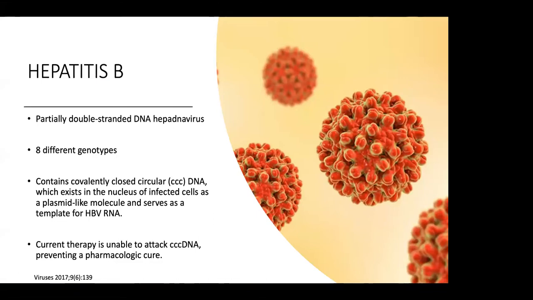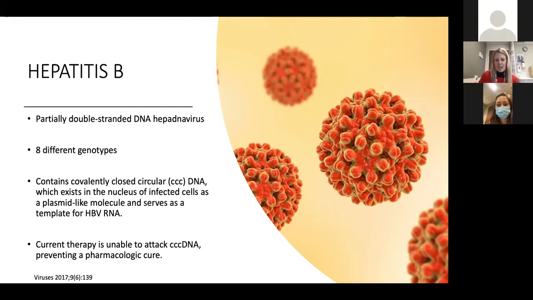I think Hep B is the most confusing and hardest of the common viral hepatitis. Hepatitis B is a partially double-stranded DNA virus. There are 8 different genotypes that don't really matter all that much for treatment. And Hep B contains what's called covalently closed circular DNA, also known as cccDNA.